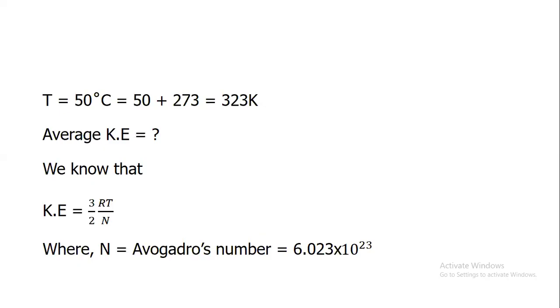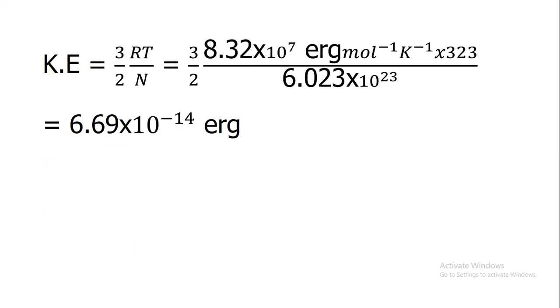We know that average kinetic energy is 3RT over 2N, and Avogadro's number is 6.023 × 10^23. So substituting the values, the kinetic energy is 6.69 × 10^-14 erg.